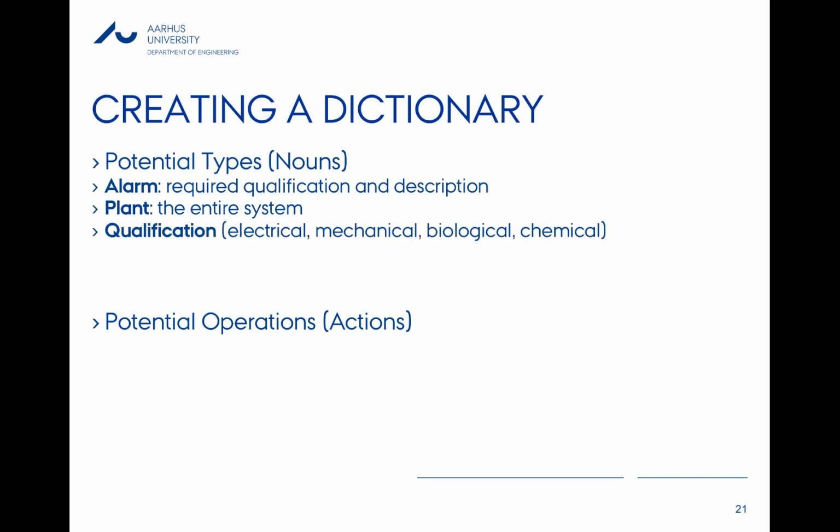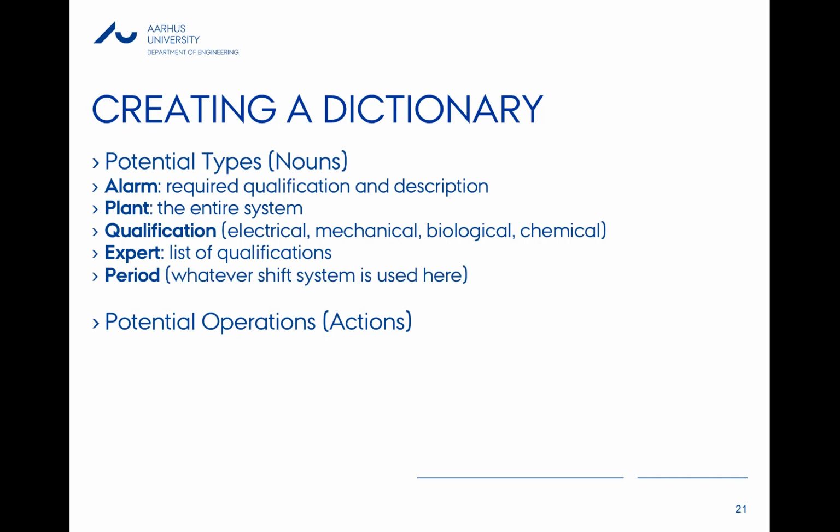Then we have a notion of a qualification: electrical, mechanical, biological, and chemical. We have an expert that has a list of qualifications. We have a period. Whatever shift period system is being used at this plant, we don't know. That hasn't been documented to us. And then finally, there's something about system and system database, so probably some kind of schedule.